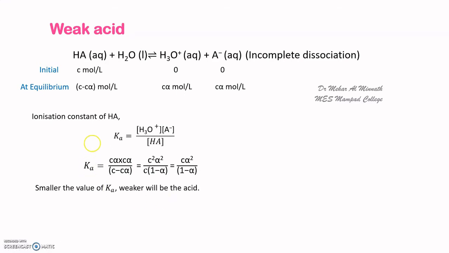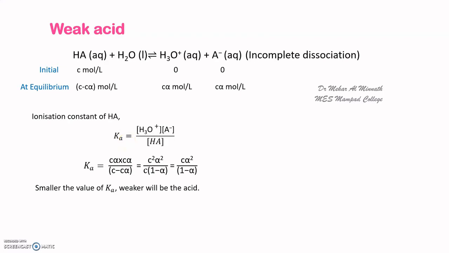Now, smaller the value of Ka, weaker will be the acid. So if you have different acids with different Ka, you can compare the ionization constant values and predict their acidity. Whichever has a high Ka value will be the stronger acid. Whichever has a small Ka value will be a weaker acid.